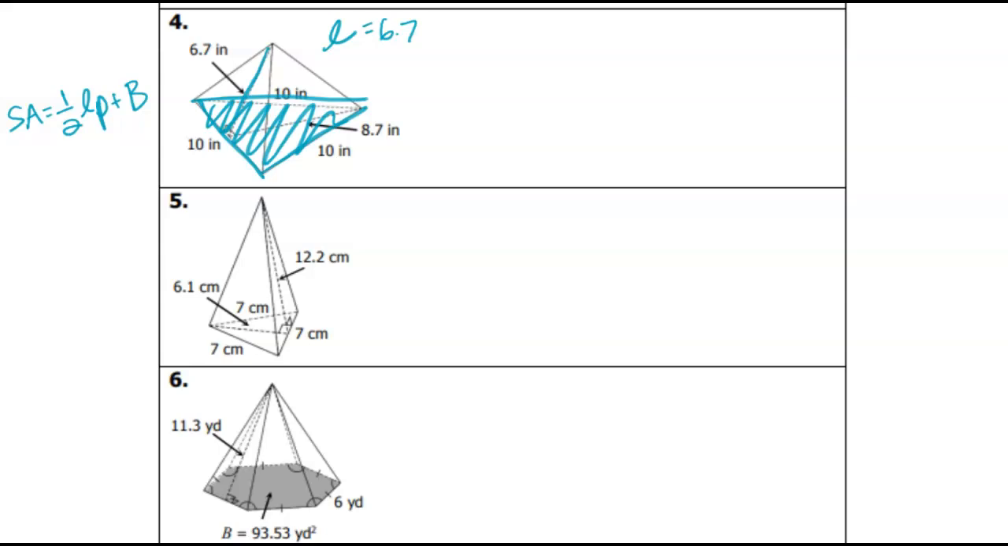So for my perimeter, I should be taking 10 plus 10 plus 10. It's like an equilateral triangle on the bottom there. So perimeter is 30. And then my big B is 1/2 base times height. My little base is 10, and my height is 8.7. So that's going to give me my big B there. Now I'm going to put them all into my surface area formula.